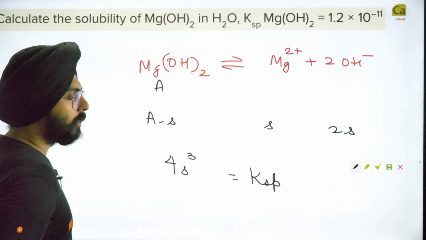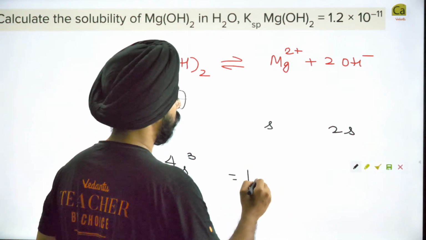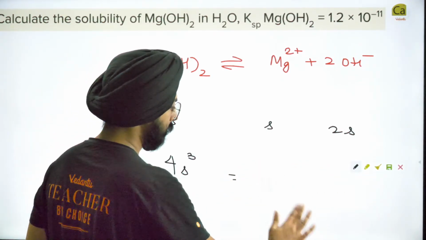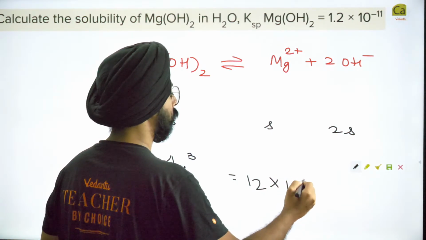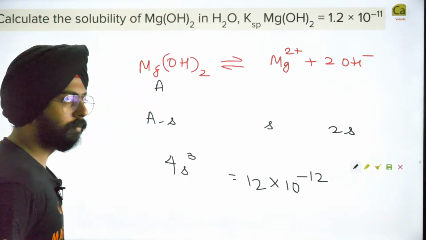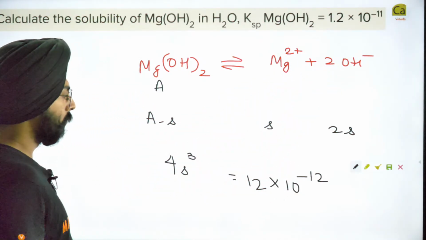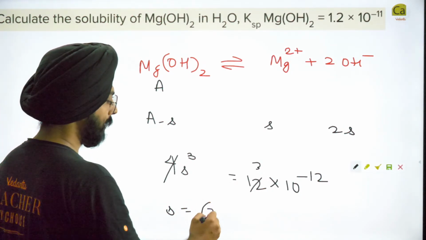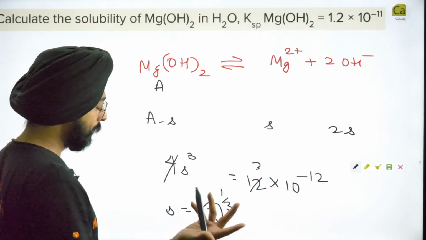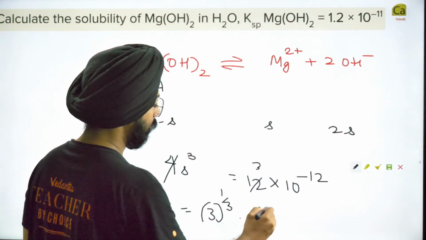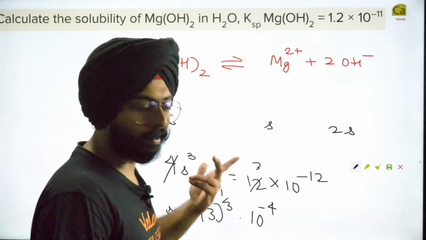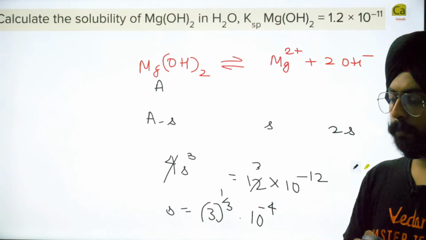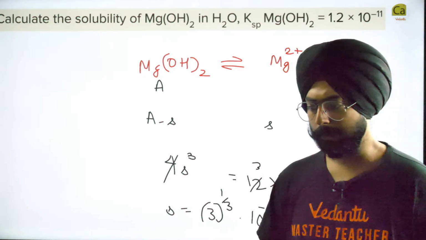What is the Ksp value that is given to you? 1.2 into 10 to the power minus 11. Or I can simply write it as 12 into 10 to the power minus 12. I can write that, just multiply and divide by 10, you will get this value. So from here it cancels and becomes 3. S comes out to be 3 raised to the power 1 by 3, basically the cube root of 3, interesting, into 10 to the power minus 4. You can calculate the cube root of 3 if you want. Awesome, pretty simple job.